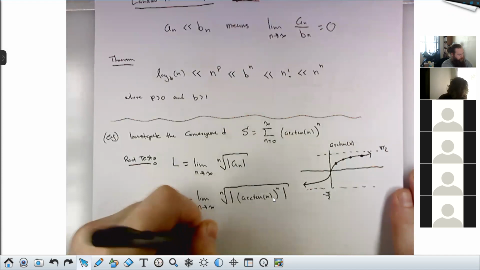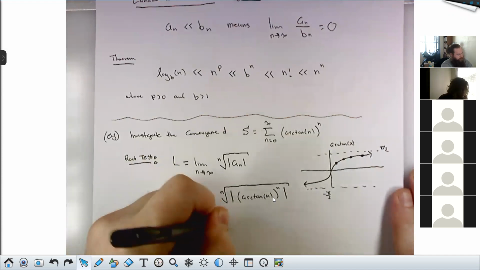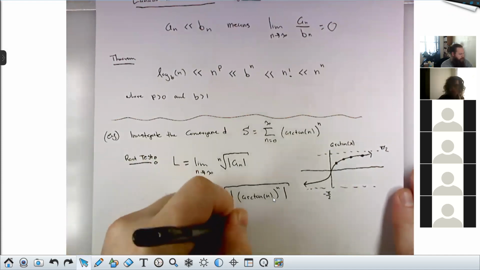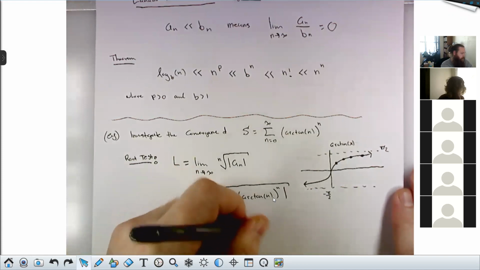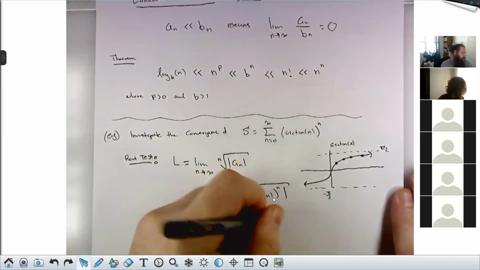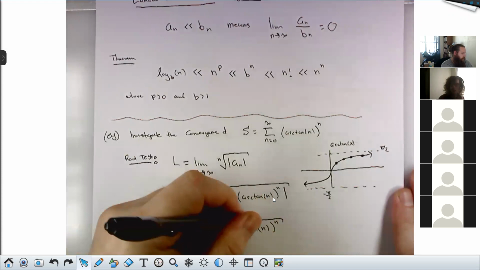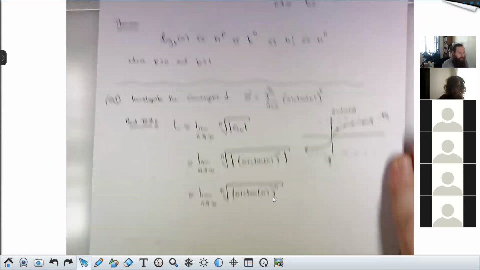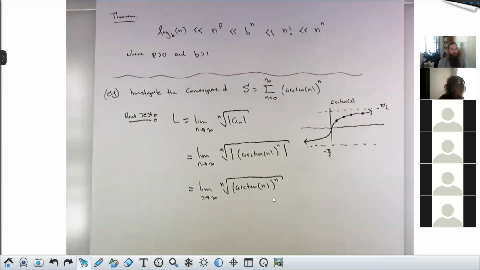And we end up with the limit as n goes to infinity of the nth root of arctan n raised to the n. So what is that? What is the nth root of arctangent of n all raised to the nth power?